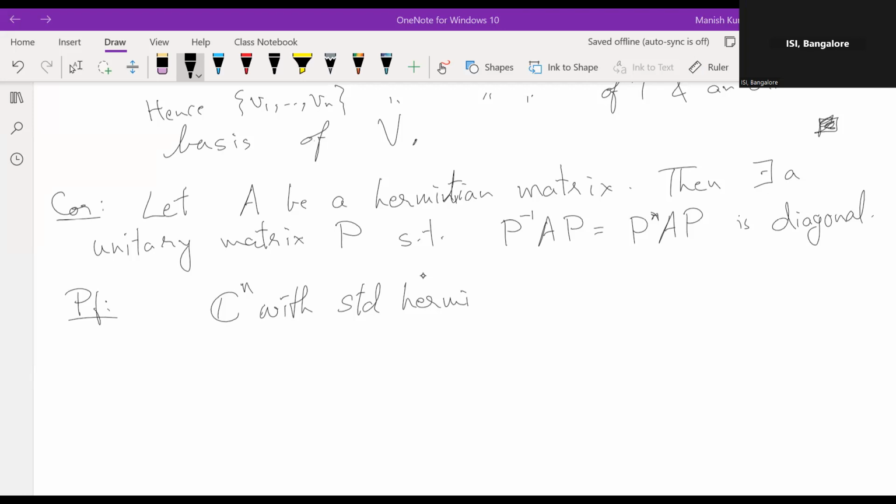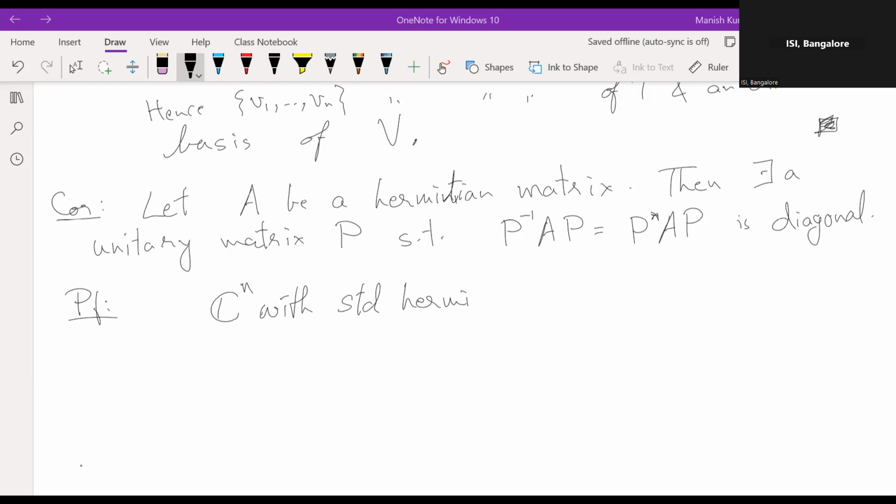So let A be a Hermitian matrix, then there exists a unitary matrix P such that P inverse AP is the same as P star AP, because remember, unitary means that P star P is identity. So inverse is the same as this, is diagonal. So basically, what it says is every Hermitian matrix is diagonalizable, and is diagonalizable by, in fact, a unitary matrix. Yeah, that is a consequence of this thing. So if you want to write that in terms of matrices, this is what it is.